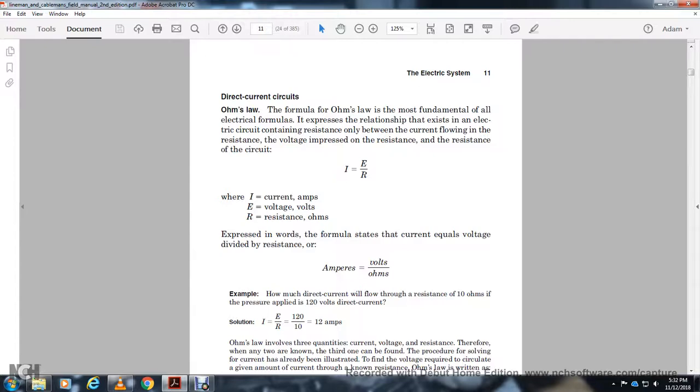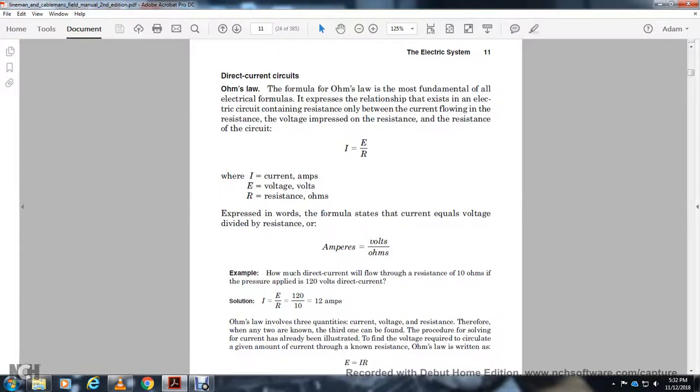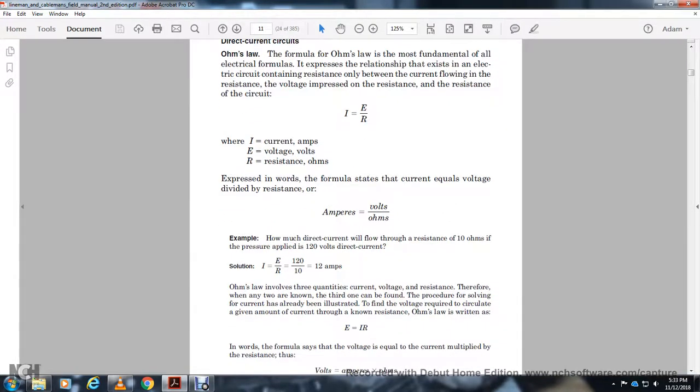For example, how much current flows through a resistance of 10 ohms with 120 volts of direct current applied? You'd have 120 volts over the 10 ohms, which would give you 12 amps. Ohm's law involves three quantities: current, voltage, and resistance. Therefore, if any two are known, the third one can be found.